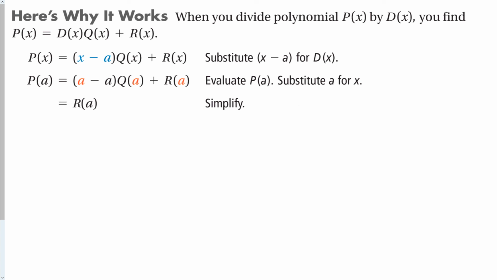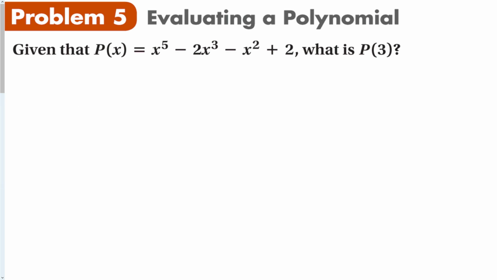So this works because here's my long division algorithm, right? Divisor times the quotient plus the remainder is equal to the original polynomial. So if you're plugging in this factor, whatever it is, x minus a, and now you plug a into this expression, the quotient cancels out, and the polynomial evaluated at a is just the remainder. Okay, so what this means is you could take 3 and plug it into all these numbers in order to get an answer.